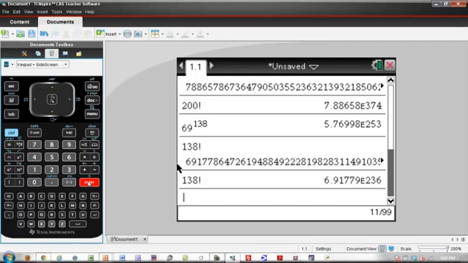Times factorial. X cubed. Actually, I think x to the x goes faster than factorial, or n to the n goes faster than factorial. What about x to the n?